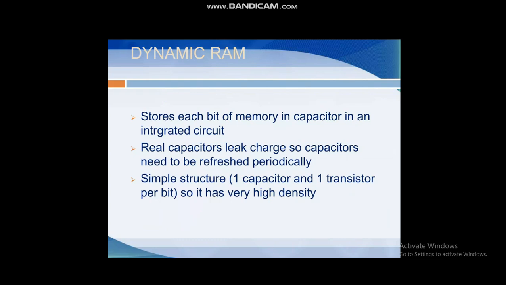Dynamic RAM stores each bit of memory in a capacitor in an integrated circuit. Real capacitors leak charge, so capacitors need to be refreshed periodically. Simple structure: one capacitor and one transistor per bit, so it has very high density.